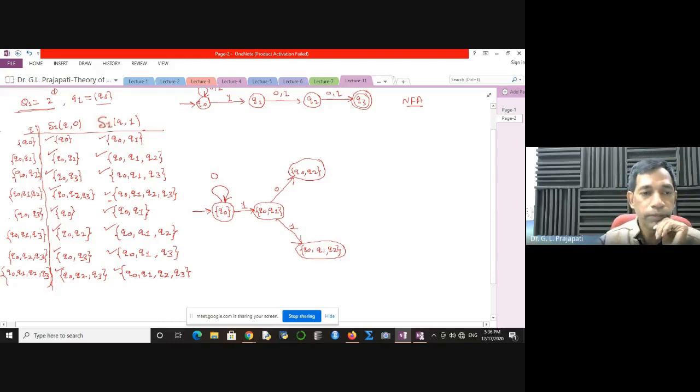Now say, if you are at Q0 Q2 and your input is 0, you are going to Q0 Q3. So for the case of 0, you can write somewhere else Q0 and Q3. So this is one state you have, and this is the state.